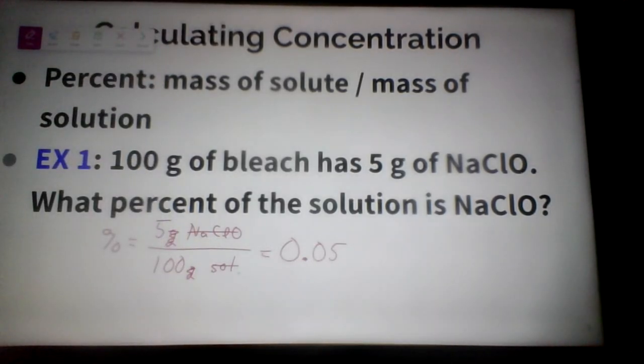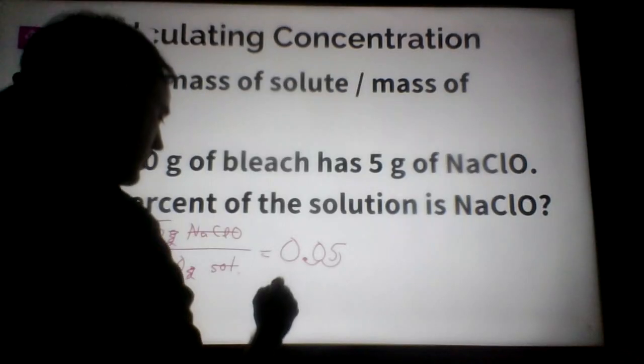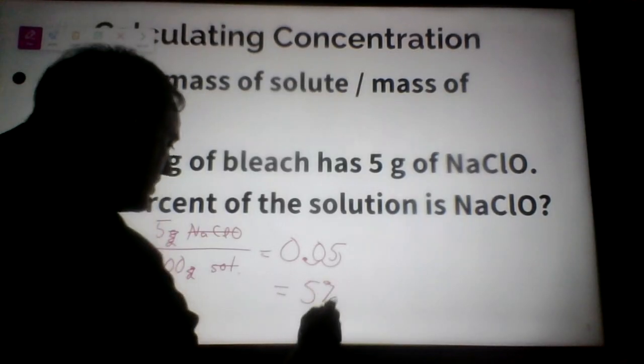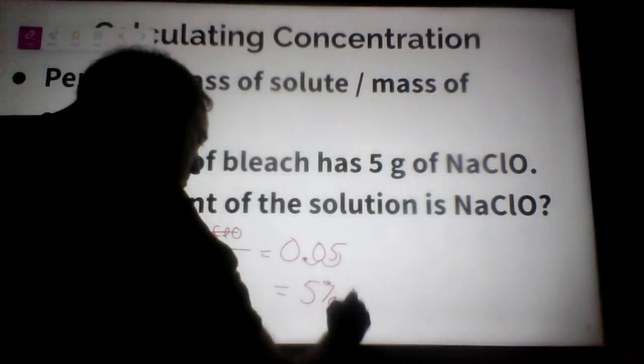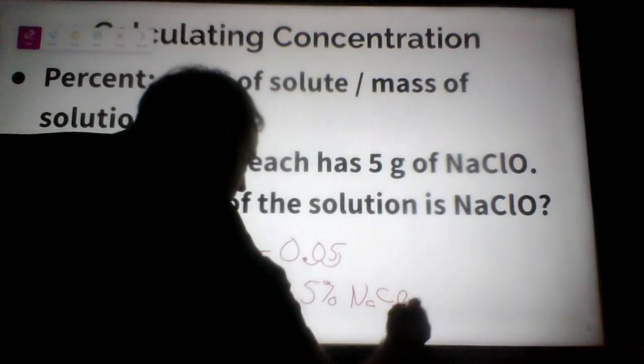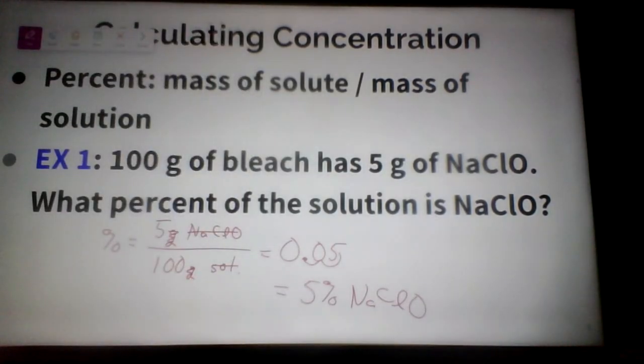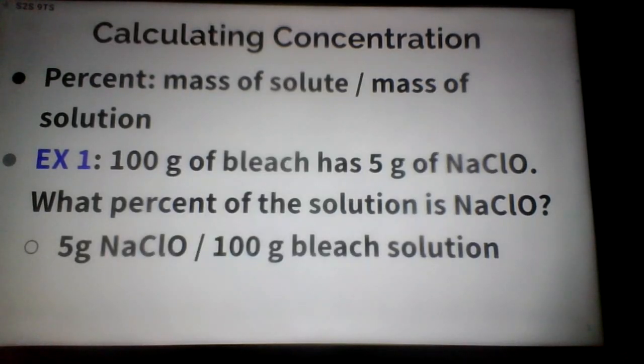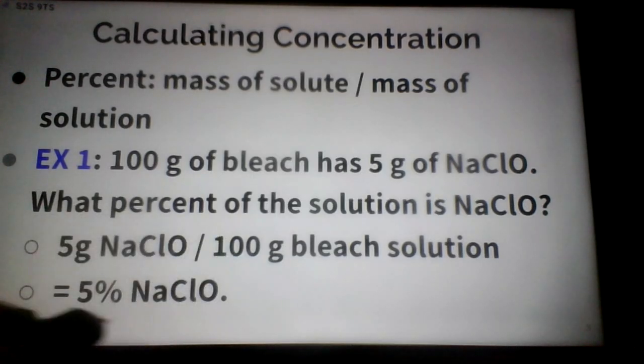And simply remember to change that to a percent. Now you have 5%. But in your answer, make sure you go back and put what we're talking about here. So we have 5% is sodium chlorate. 5 grams of that sodium chlorate divided by 100 grams of the entire bleach solution means 5% of that solution is sodium chlorate.